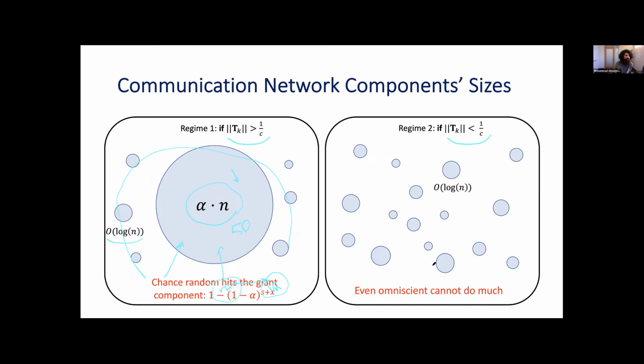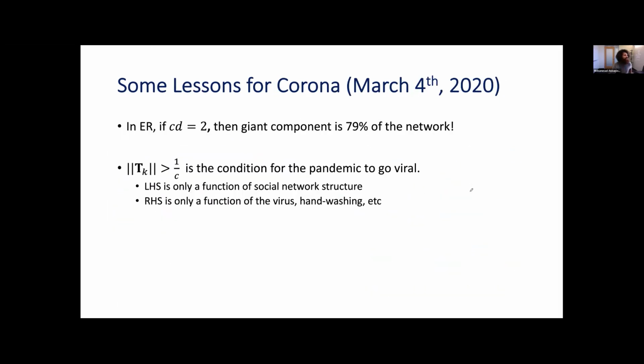And here, even omniscient cannot do much. You would get a bunch of log n sums, but relative to the total network, it's pretty small. But the ratio could be huge. Okay, so the ratio of random to omniscient can be very high here, because random may not pick the largest of the small components. Cool. Great. So that's basically the proof idea.